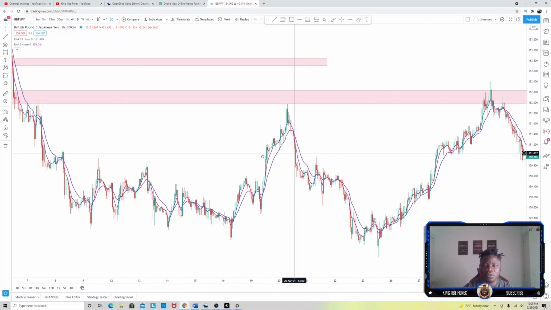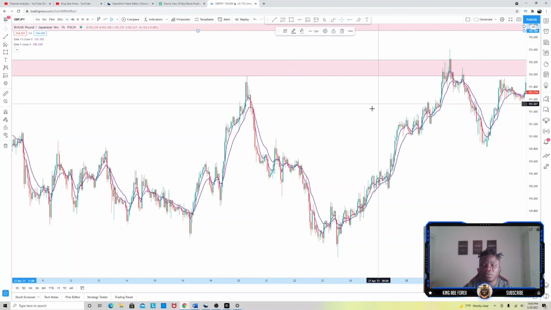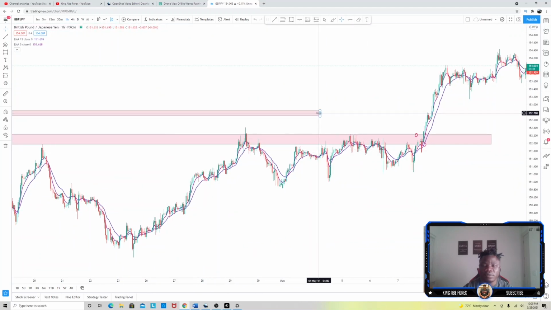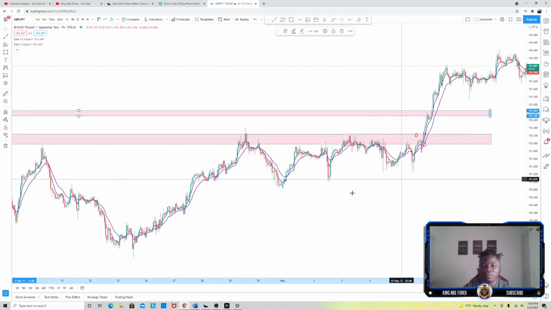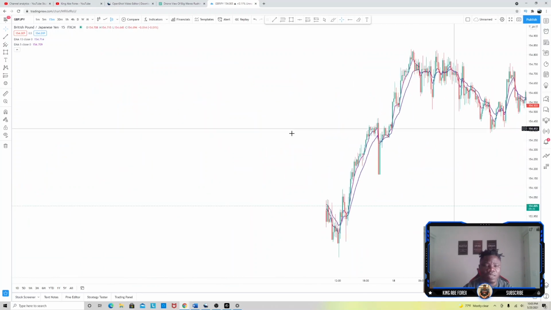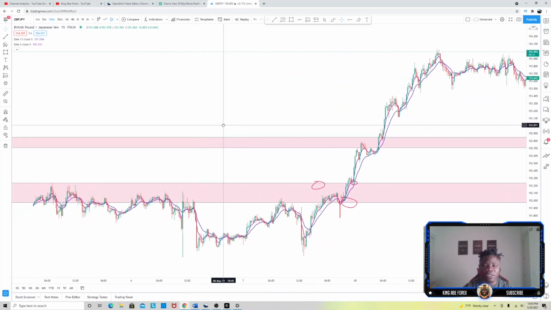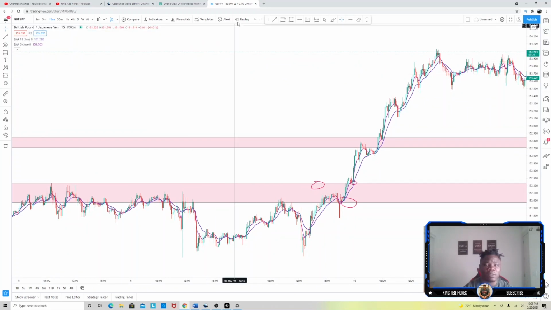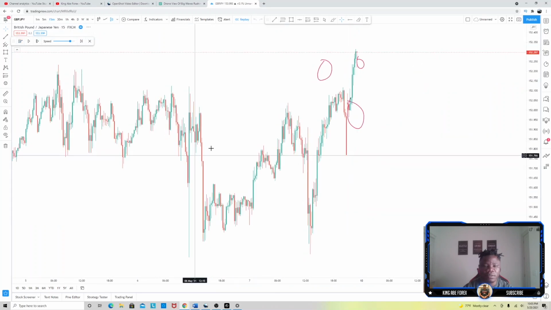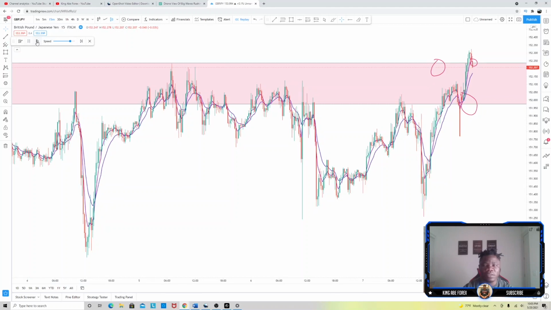So all we need to do is just drag this. Now that you have that zone right there, we can go back to the 15-minute time frame and look for that zone, and we're going to take a look at how this trade actually played out. So I'm going to put this in replay mode again. Let's start from right there and let's see.